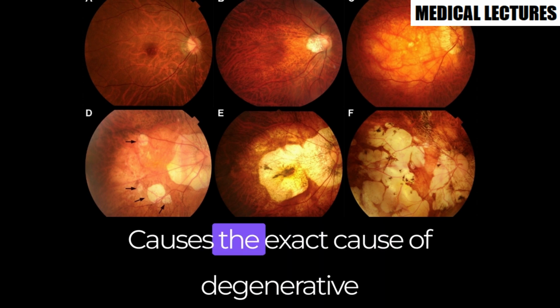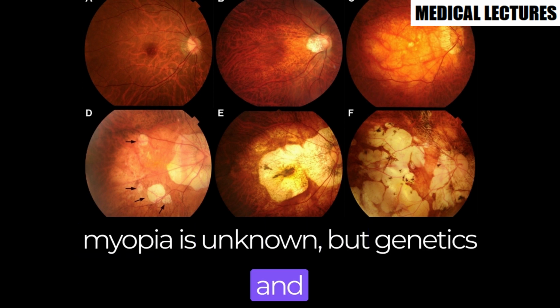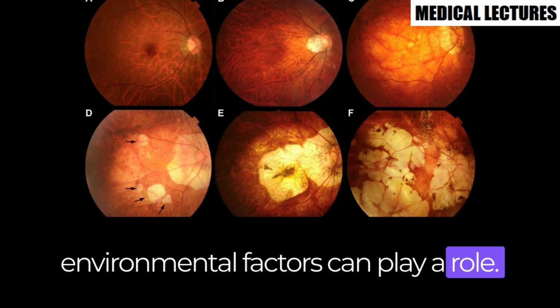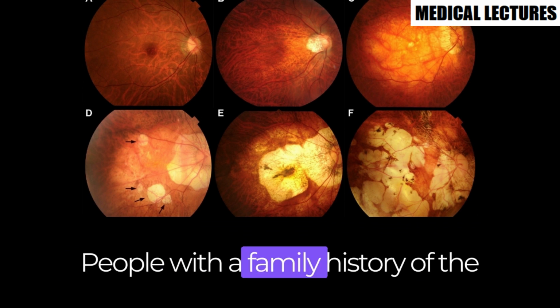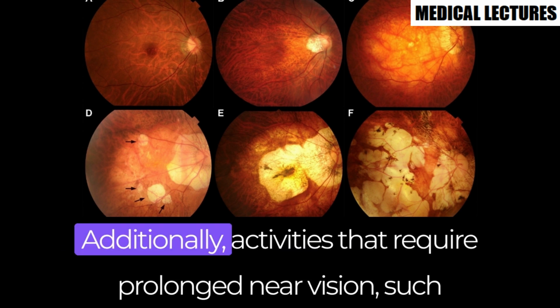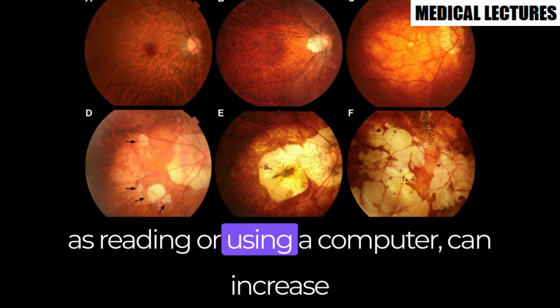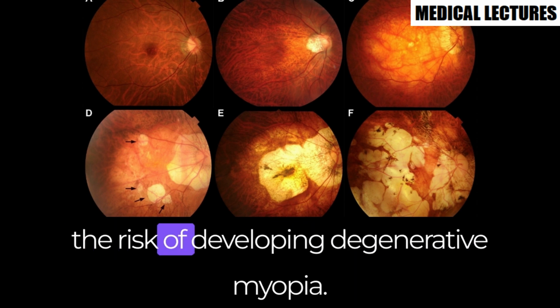Causes. The exact cause of degenerative myopia is unknown, but genetics and environmental factors can play a role. People with a family history of the condition are more likely to develop it. Additionally, activities that require prolonged near vision, such as reading or using a computer, can increase the risk of developing degenerative myopia.